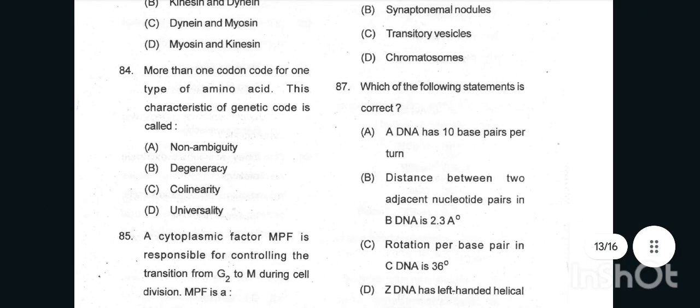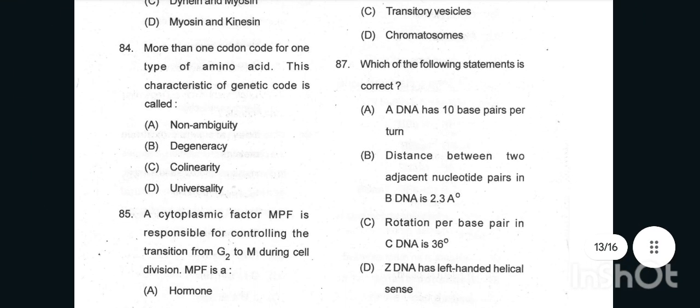Which of the following statement is correct? A DNA has 10 base pair per turn. Distance between two adjacent nucleotide pair in B DNA is 3.4 Angstrom. Rotation per base pair in C DNA is 36 degree. Z DNA has left-handed helical sense. So here option D is the correct one. Z DNA has left-handed helical sense.